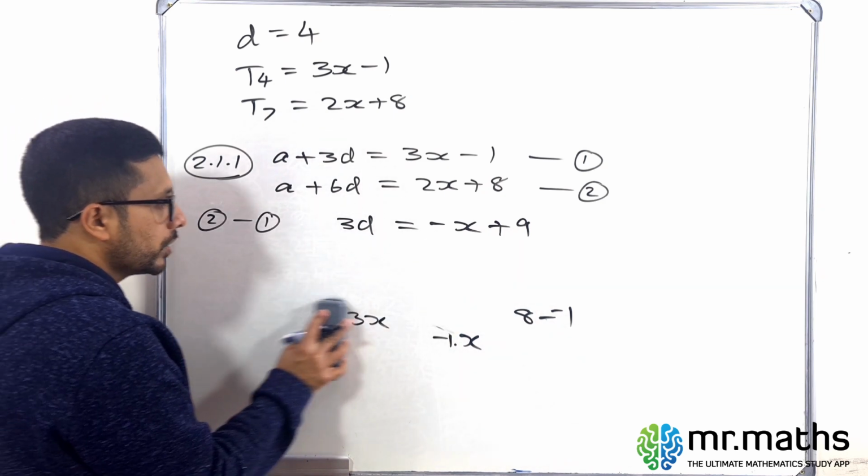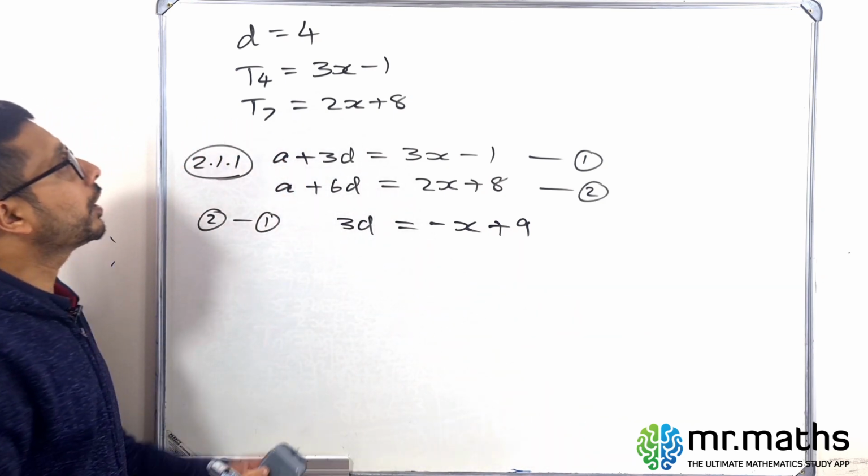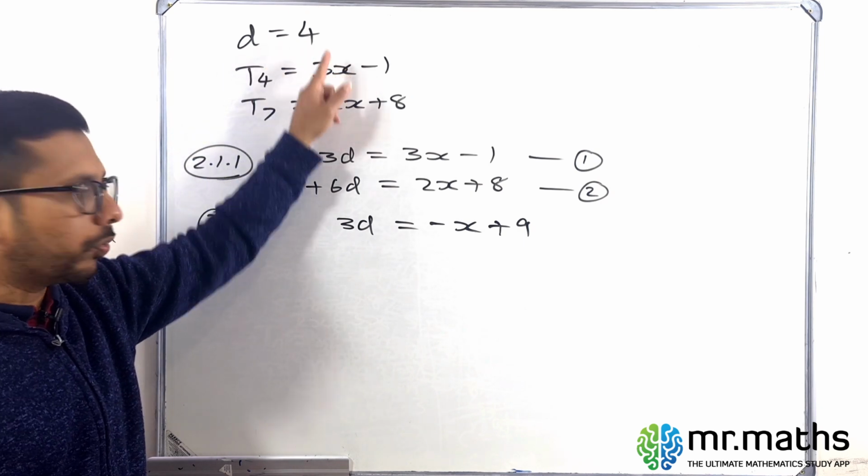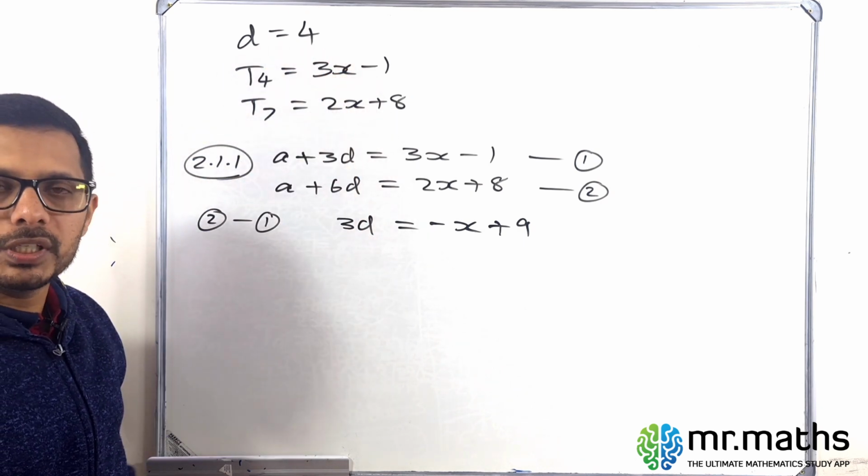Now look at the question once more. We know the value of d, that is 4. So here we can substitute the value of d as 4.